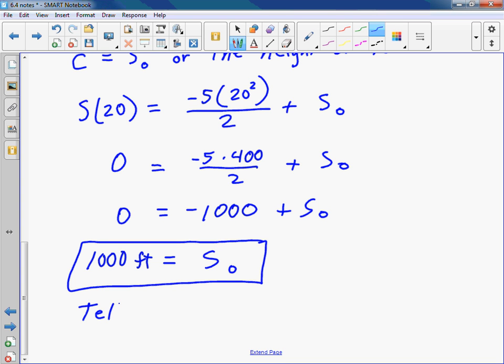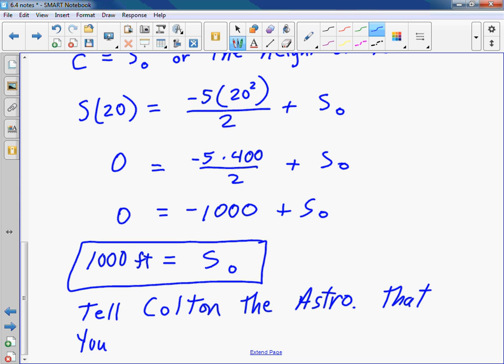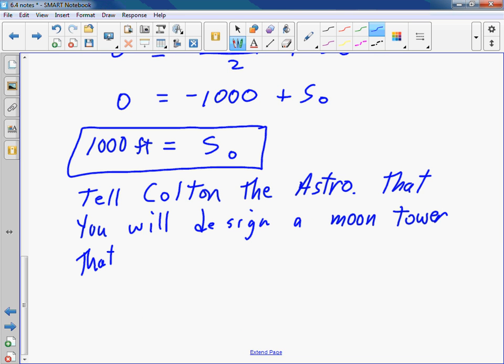So the moral of the story is, tell Colton, I should respect astronaut Colton with a capital, tell Colton the astronaut that you will design a moon tower that is 1,000 feet tall.